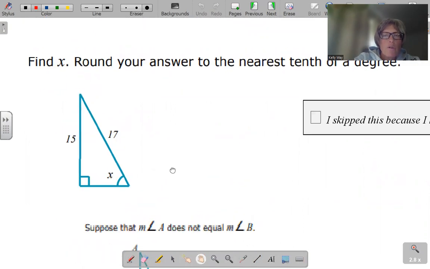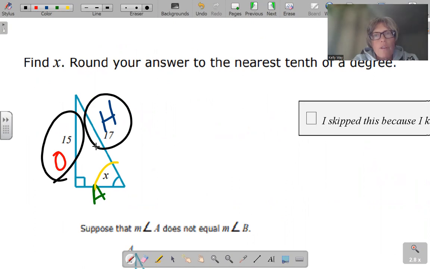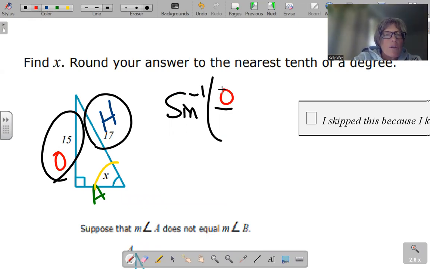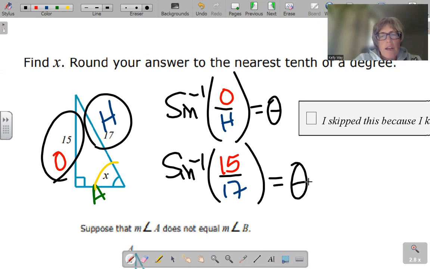Okay, this problem, we're using inverse SOHCAHTOA. So we have opposite, we have hypo, we have adjacent. And if we want angle A, we're working with O over H. We're solving for the angle, so it's inverse sine. Opposite over hypo equals theta. Inverse sine, opposite is 15 over hypo 17. It's going to give us that angle theta.